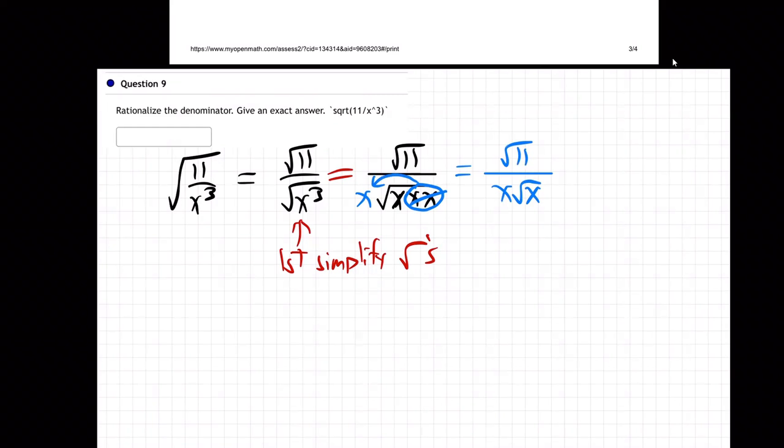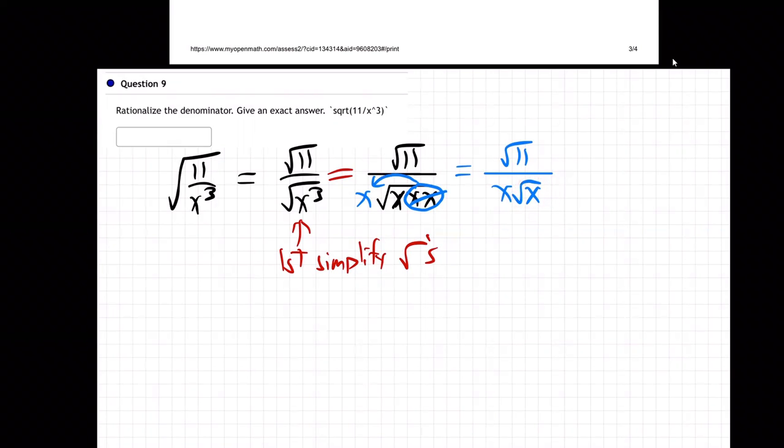Now, what are we going to do from here? Can we leave it that way? Are we done there? No, we can't leave a root in the bottom. We're fine with the root on the top. We don't care about that root 11 up there. But we're not fine with this square root down here. We cannot leave square roots in the denominator. So what are we going to do about it?